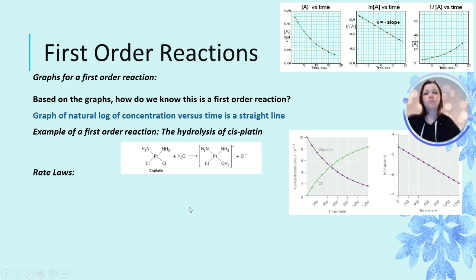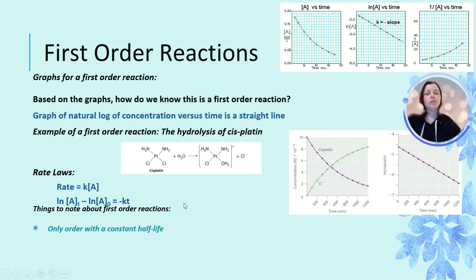line. Okay, so your rate law, this is your differential rate law. Rate is equal to K times the concentration of A. For your integrated rate law, you have the natural log versions of that. And then things to note about first order reactions. It is the only order with a constant half-life, and this is really, really important. We're going to talk about this more in just a second. And the units of K is equal to 1 over whatever your time unit is.